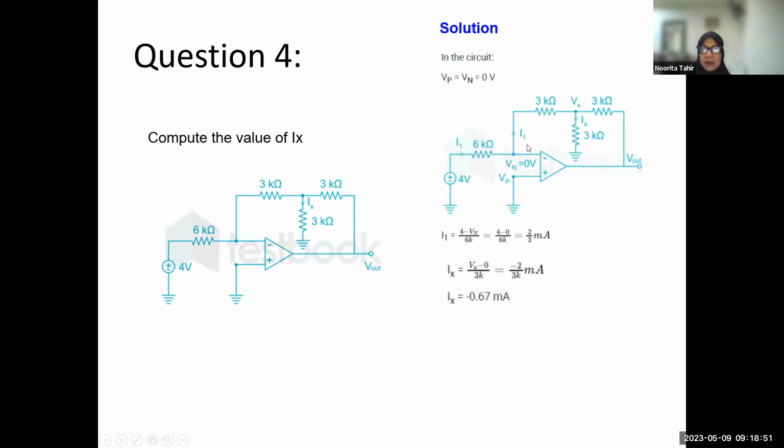Once we know I1, we can compute Ix, because we want to know the voltage drop here. So Vx minus 0, which is Vn here, divided by 3K, the resistor. Sorry, 2 divided by 3K, which is the resistor, minus 2 divided by 3K, because Vz we know is minus 2 divided by 3, K milliamp. And then from there, we can compute that Ix is 0.67 milliamp.